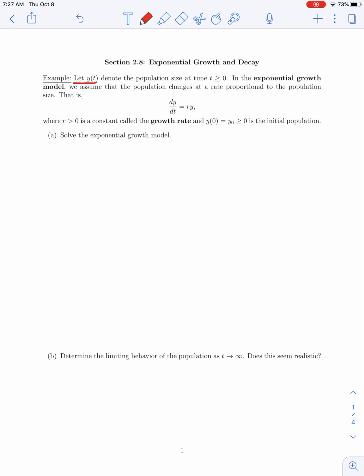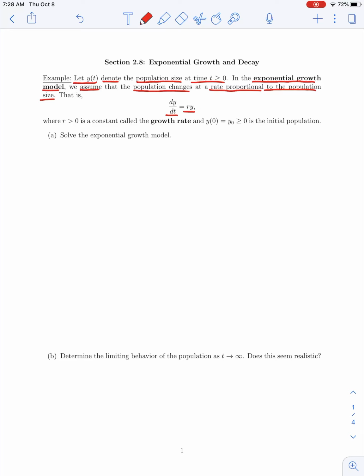Suppose that y of t is used to denote the population size of some species at a given time t, which is non-negative. So in the exponential growth model, we will assume that the population changes at a rate proportional to the population size. That is, the rate of change of population size, or the derivative of the population size function with respect to time, is some constant multiple of the population size y.